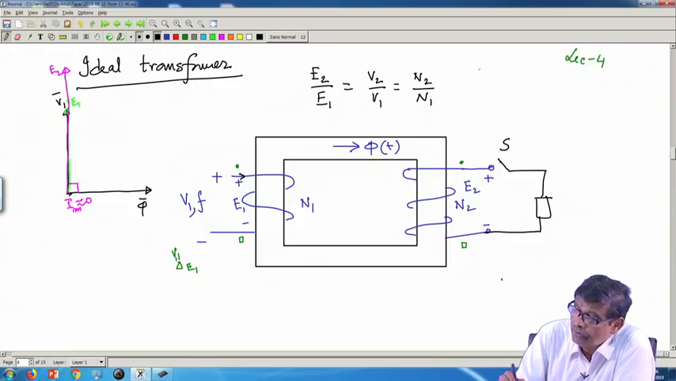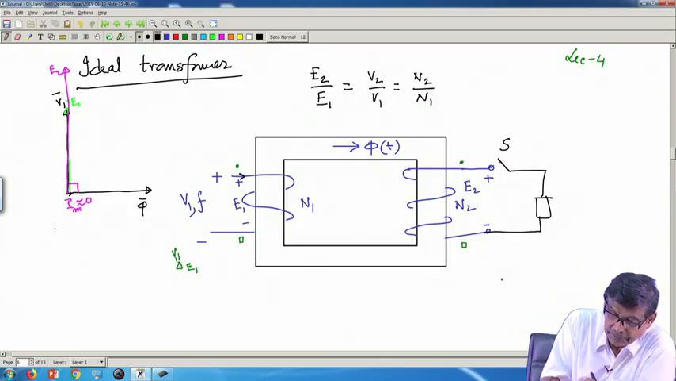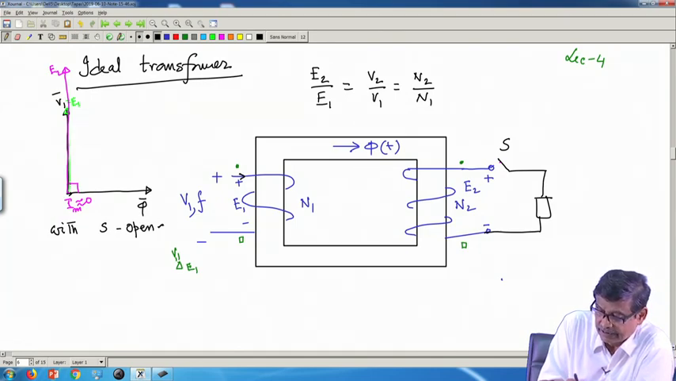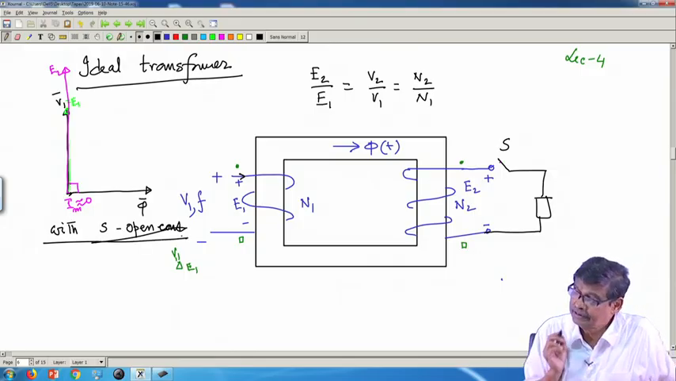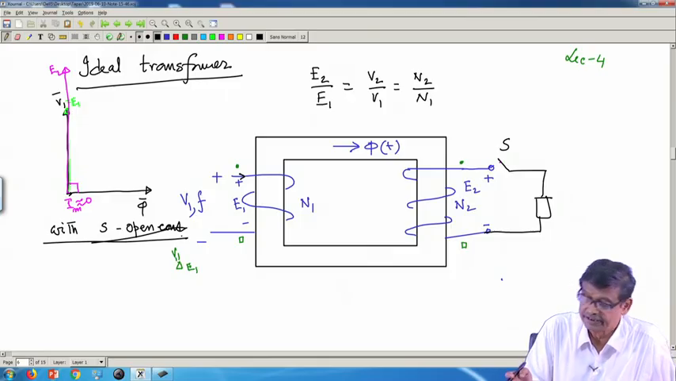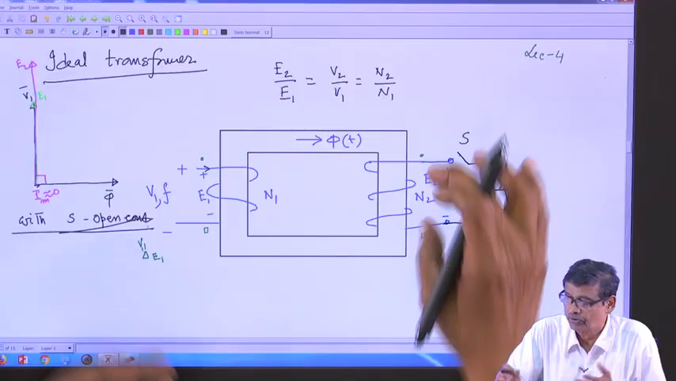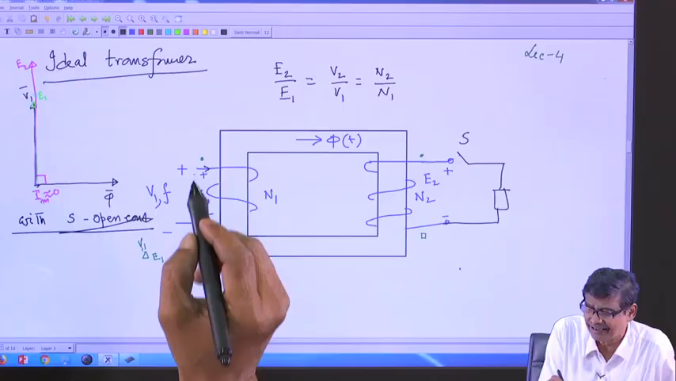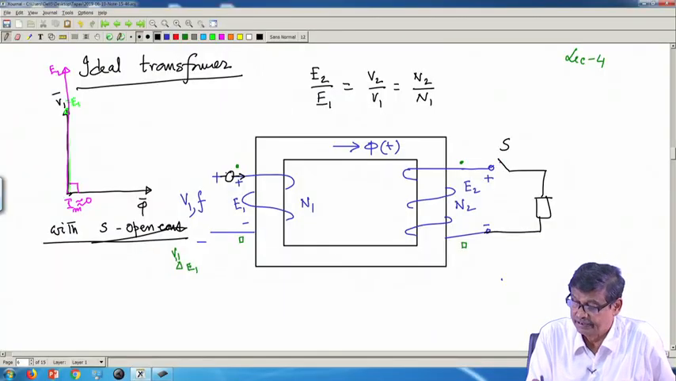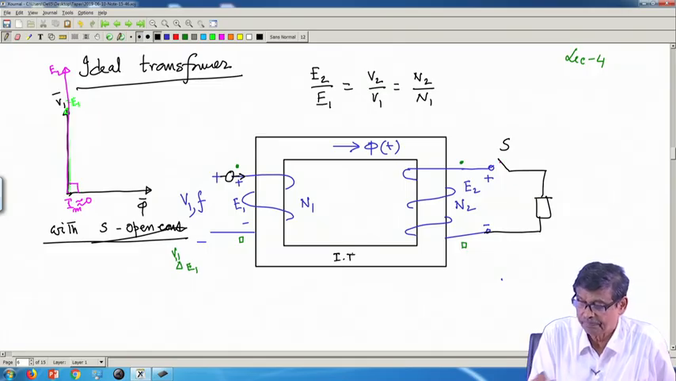Mind you, with S opened, let me write, S open condition, what is going to happen? Apply voltage, frequency, flux is created, E1, E2. If you connect a voltmeter, you can measure all the voltages, and this current, if you connect an ammeter, is going to be very close to 0, since it is an ideal transformer, and so on.